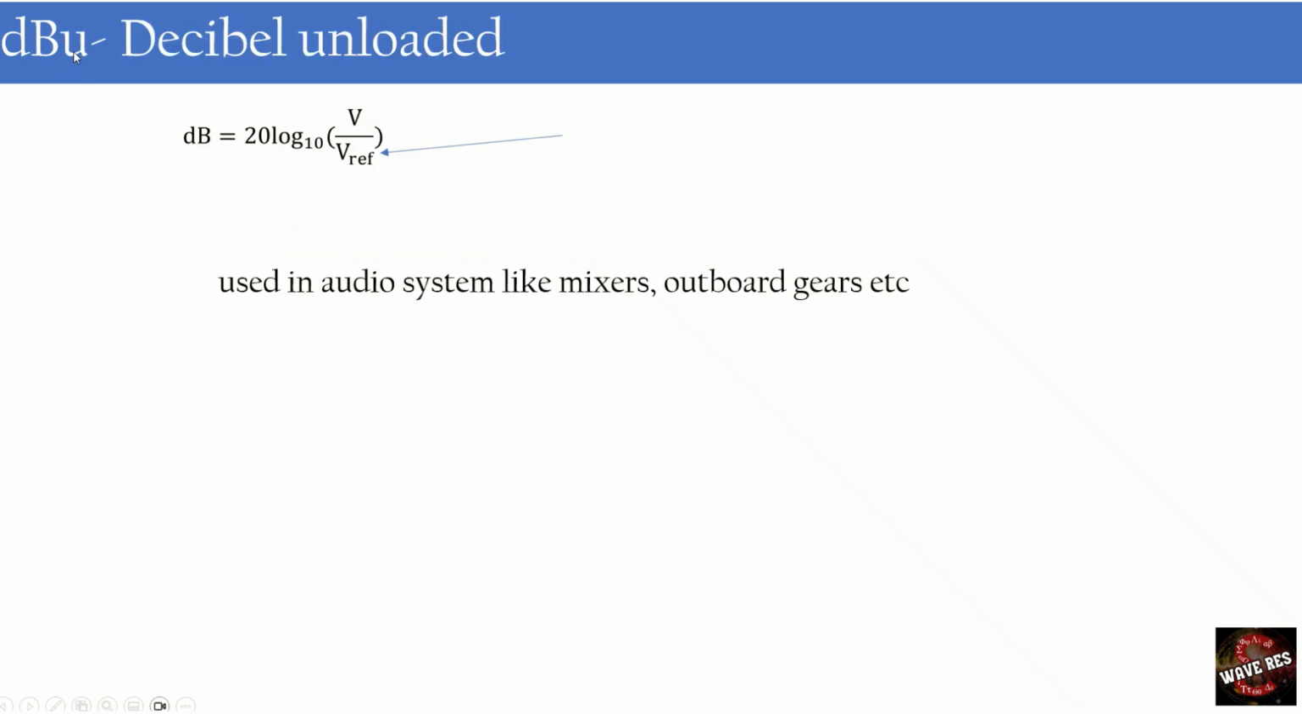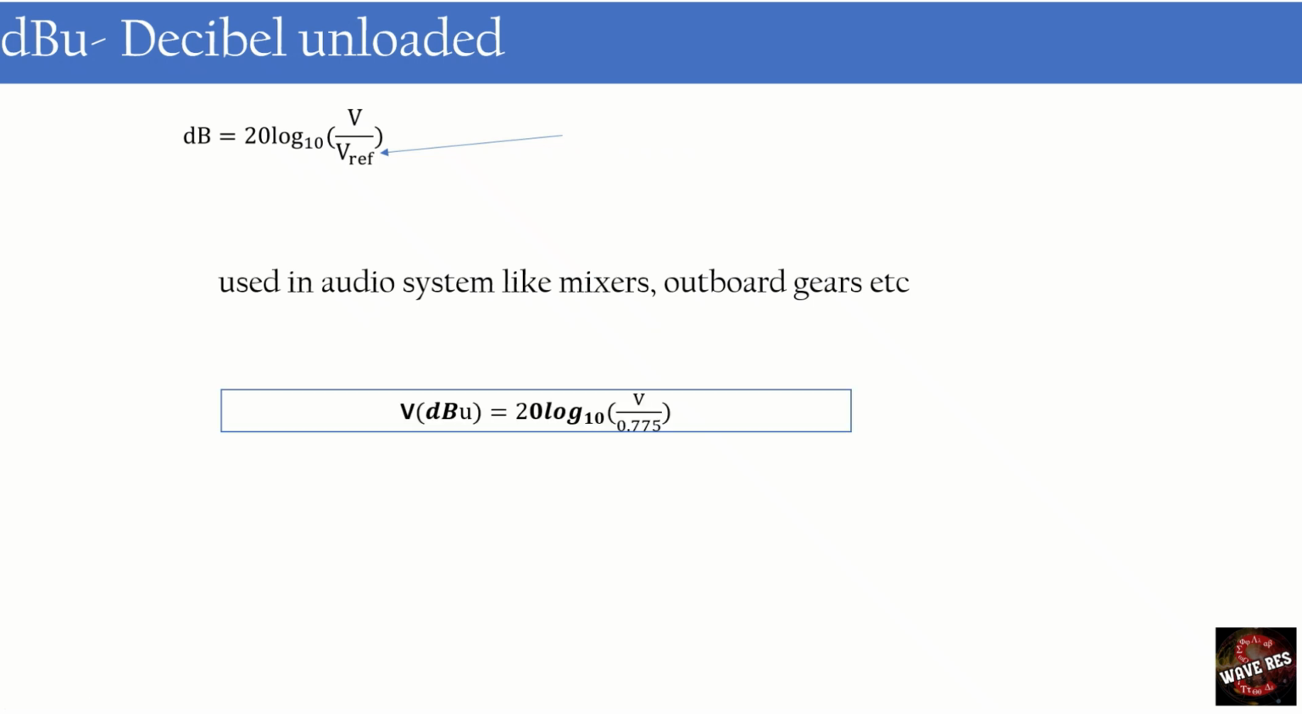Next one is dBu. This one specifies decibels unloaded, and here the reference value is 0.775 volt RMS value. RMS value means root mean square value. So it is mainly used in audio systems like mixers, outboard gears, etc. So this is the equation to calculate the dBu: 20 log 10 of V by 0.775. So let's see why we are using this as the reference here and why it is known as decibel unloaded.